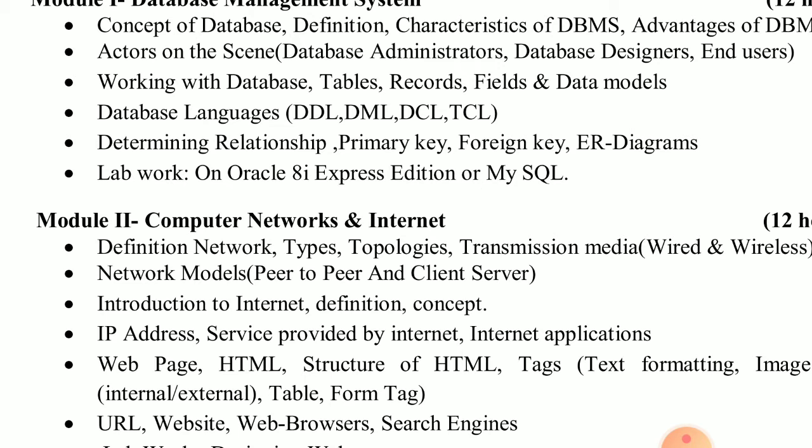Introduction to internet means what? Internet means what? What is the use of internet? Then definition, concept we'll see. Then IP address. IP address means internet protocol address. For each device there is a unique IP address. Using this IP address you can find that device's location. Then services provided by internet means what type of service is provided by internet to the customers. Then internet applications means uses of the internet.